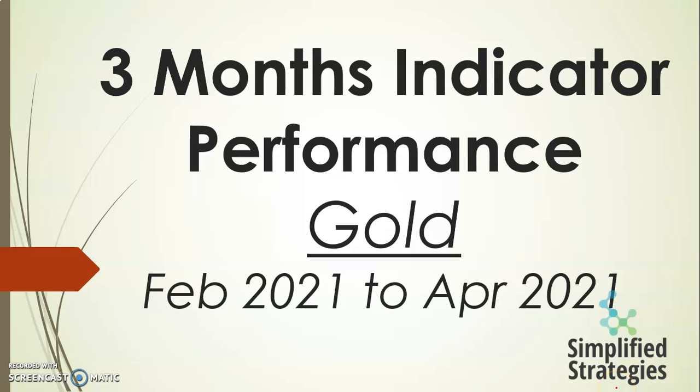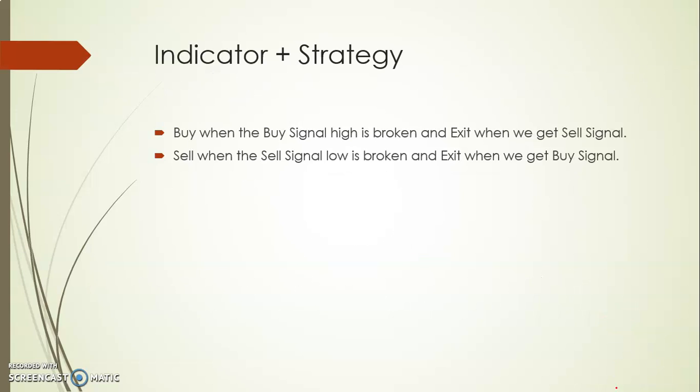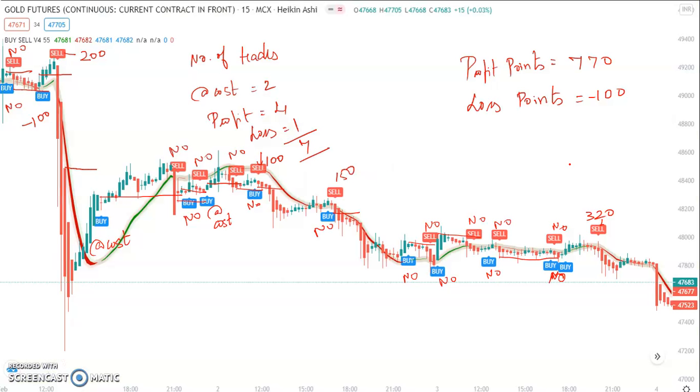Hello everybody. In this video, we'll see how the indicator performed for gold for the period of Feb 2021 to April 2021. The indicator and strategy remain the same. You buy when the buy signal high is broken and exit when you get a sell signal, and sell when the sell signal low is broken, and when you get the buy signal you just exit the position. So that's the strategy in addition to my indicator. We'll see how it performed in the last 3 months.